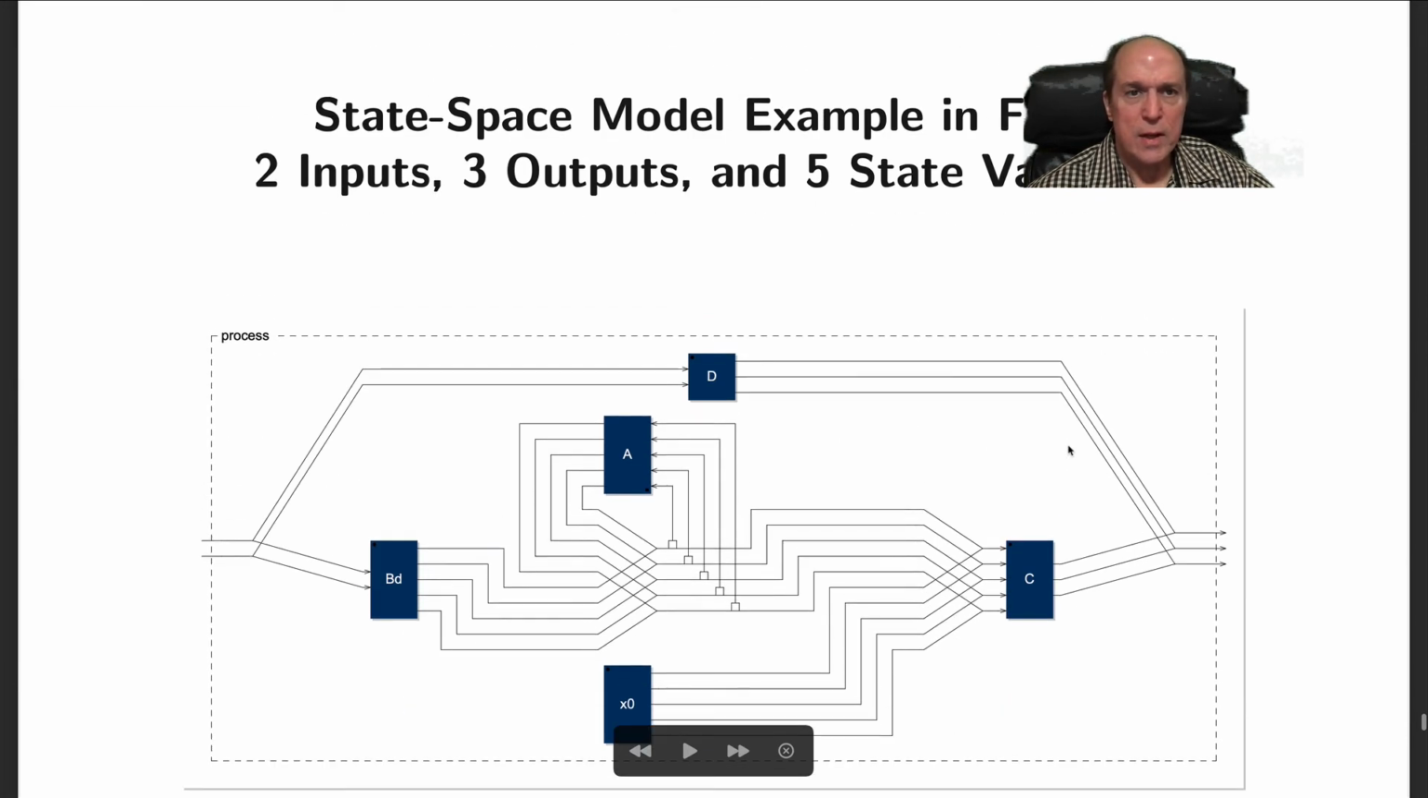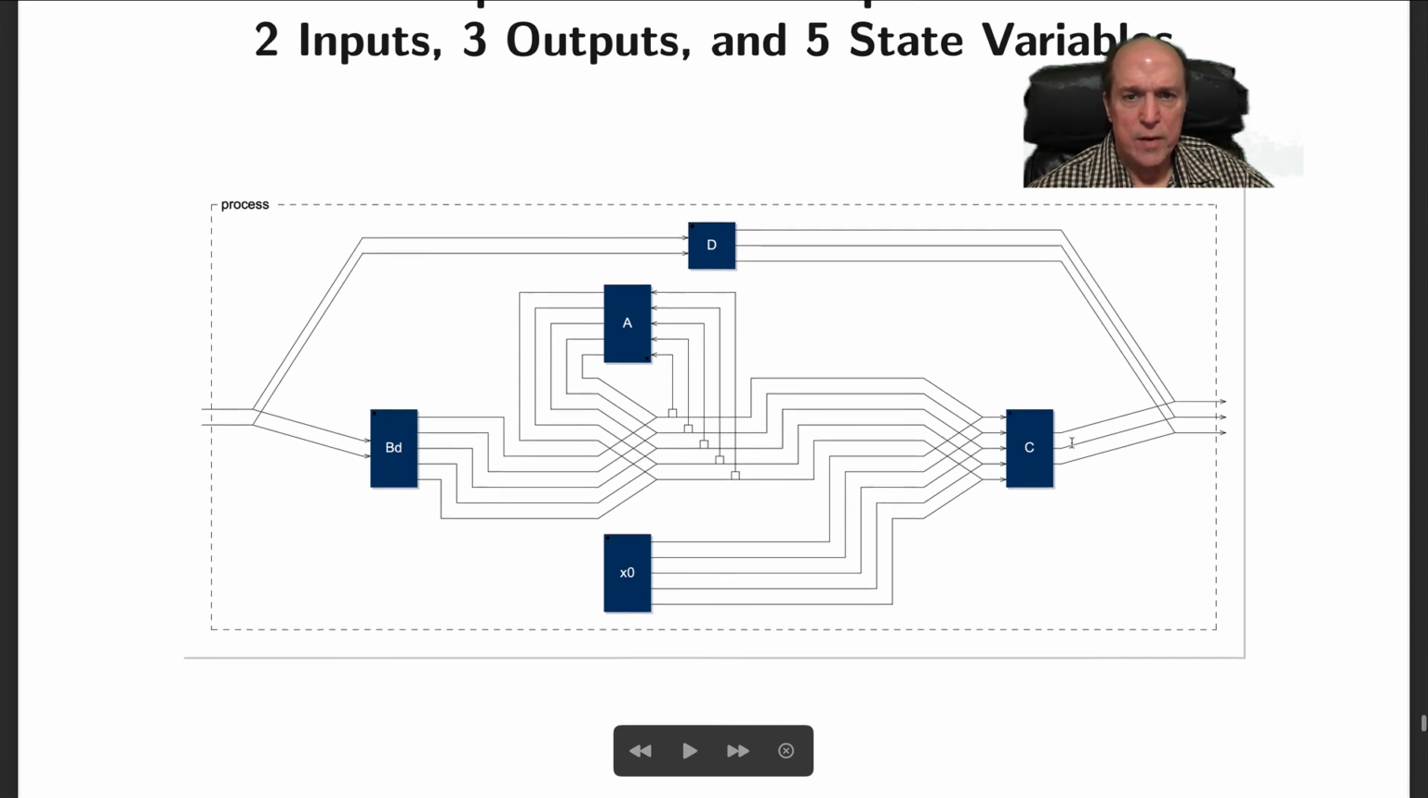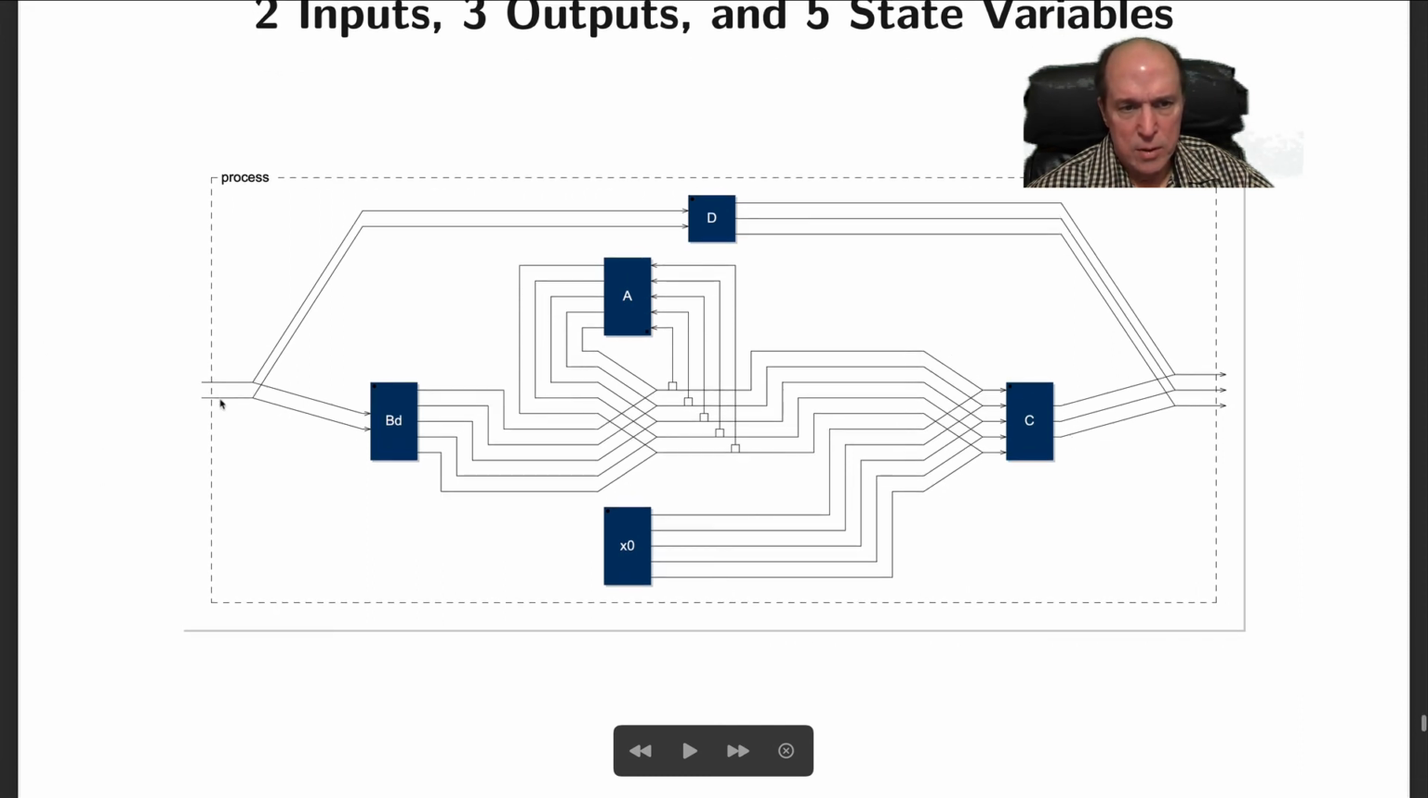All right, so here's the state space model. 2 inputs, 3 outputs, and 5 state variables. Here's our delayed B matrix. The reason this is necessary is because these delays introduced by feedback do not affect the feed-forward path, and so we have to put it here. What I'd like to do is push these delays into this branch, and then I could use a normal B matrix here. It's just a matter of definition.